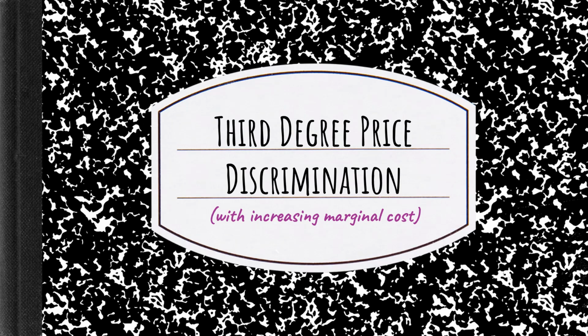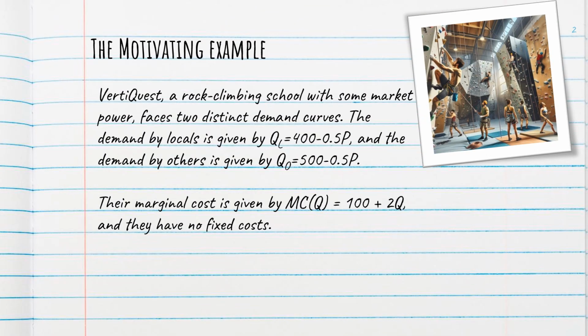In this short video, we will learn how to solve a third-degree price discrimination problem when we have a firm with an increasing marginal cost curve. Let's imagine that VertiQuest, a rock climbing school with some market power, faces two distinct demand curves. The demand from locals is given by Q equals 400 minus 0.5p, and the demand from others, non-locals, is given by Q equals 500 minus 0.5p.